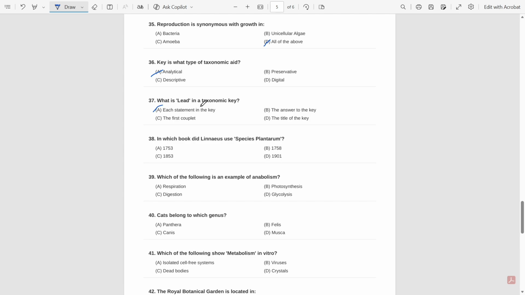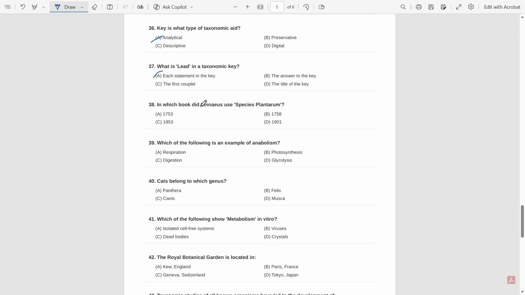38. In which book did Linnaeus use species plantarum? A. 1753, B. 1758, C. 1853, D. 1901. A. Why species plantarum 1753 is the starting point for botanical nomenclature.